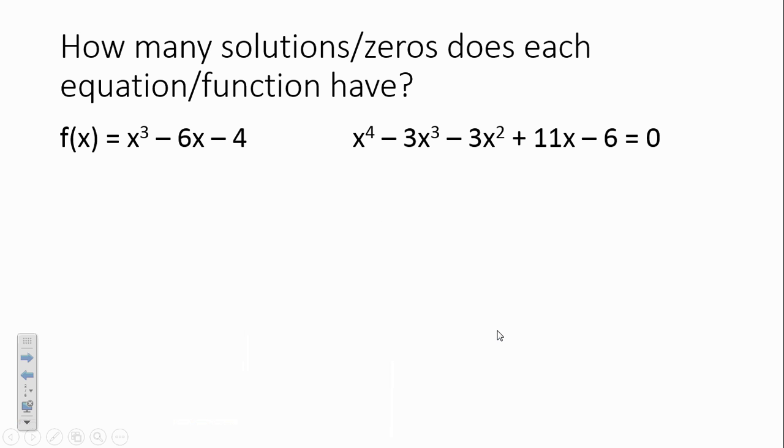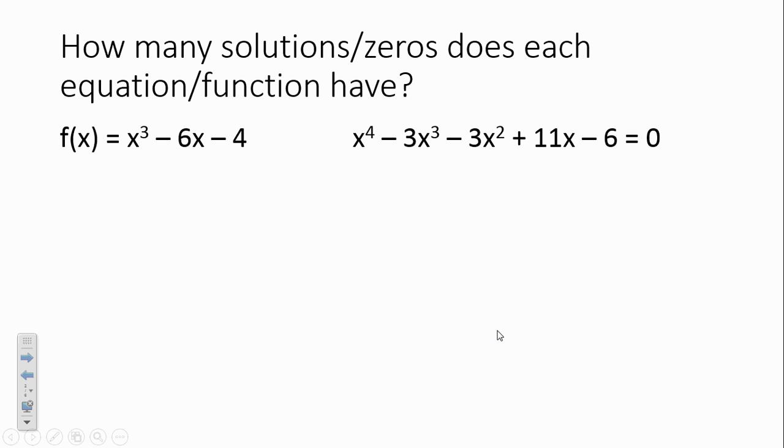Because you already know this stuff. This is not anything big. How many zeros is the first function going to have? 3. How do you know? Third power. It's going to have 3 zeros. Absolutely. Okay.